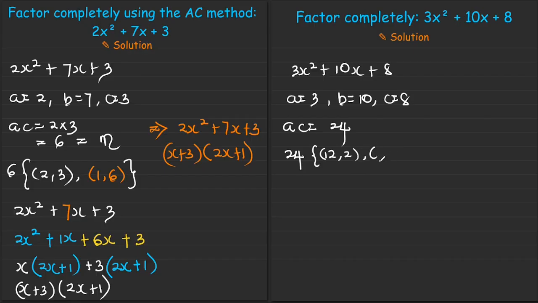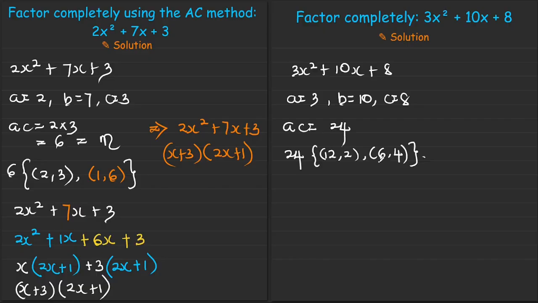So we have 6 times 4. 6 times 4 gives us 24, right? So 6 and then 4. If we add 6 to 4, do we get 10? Yes, we do. So 6 and 4 gives us 10.